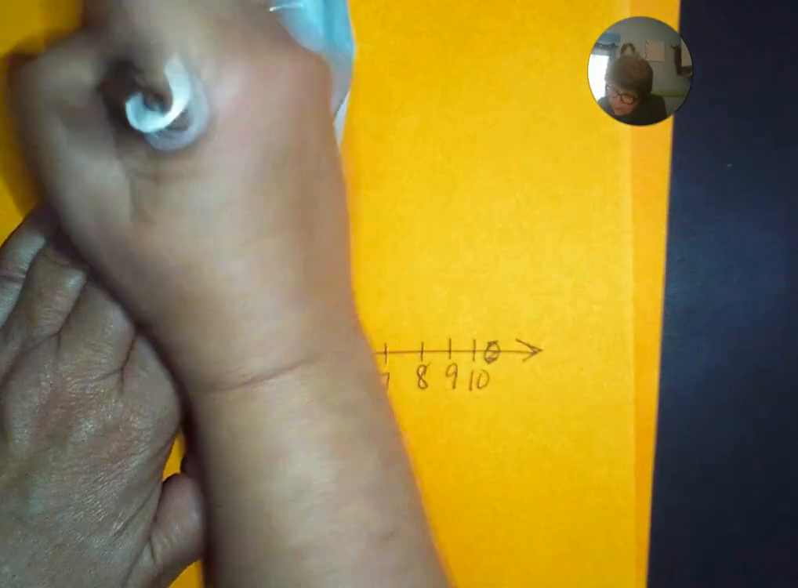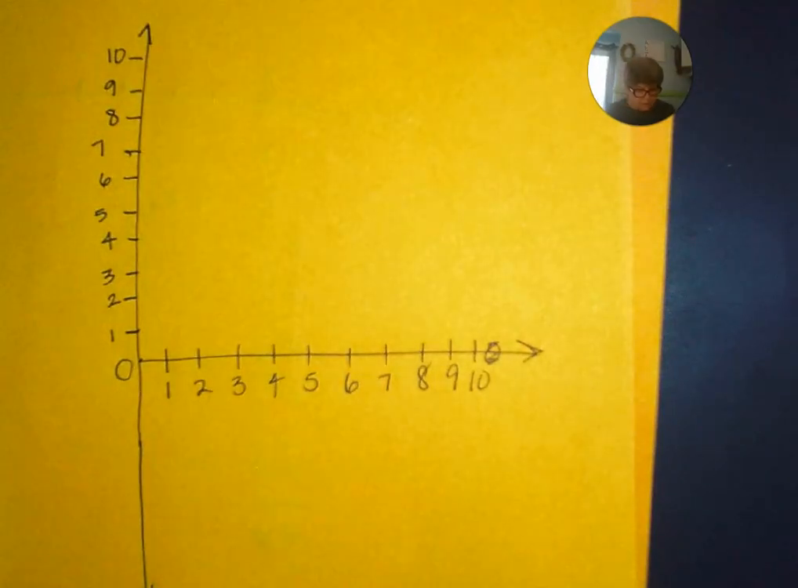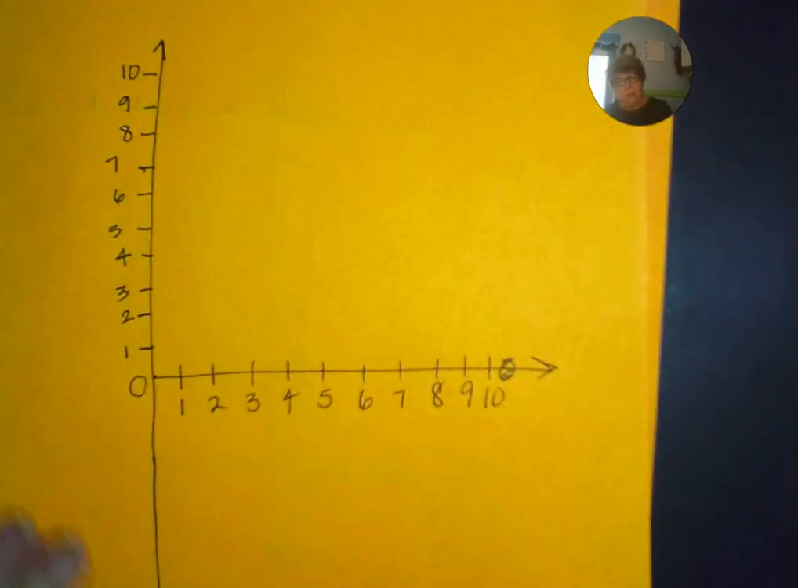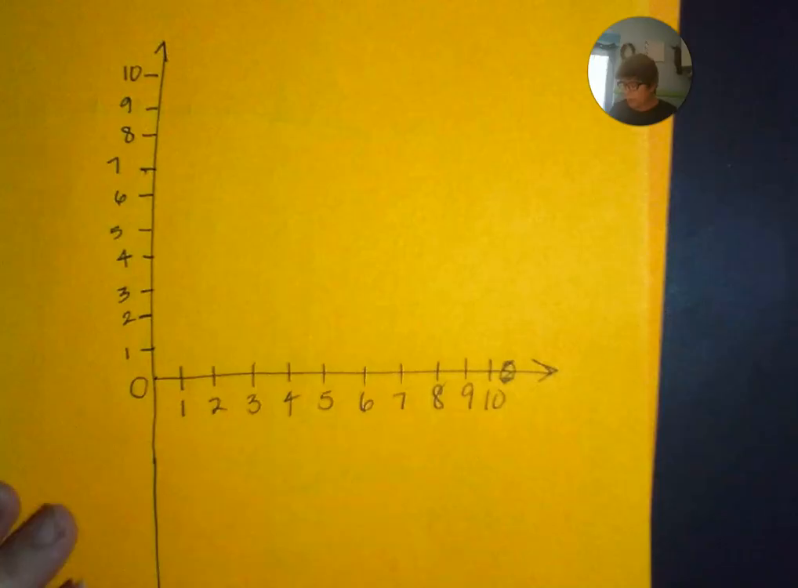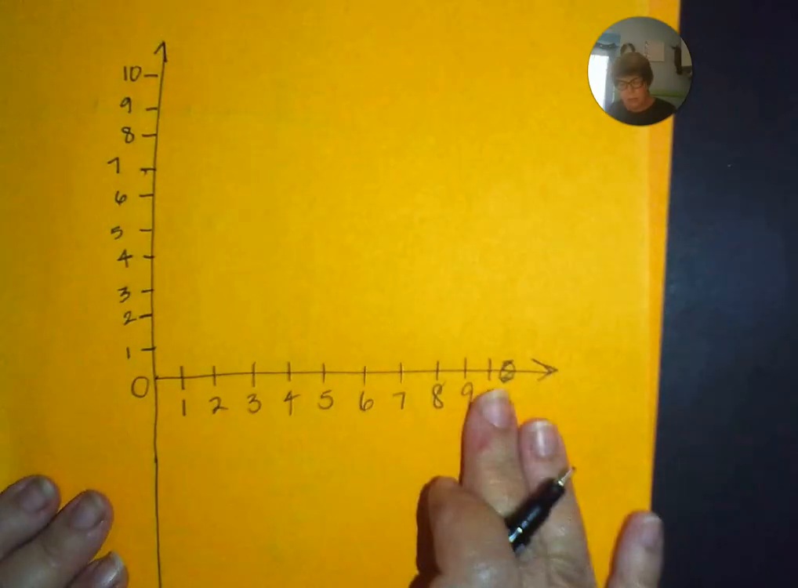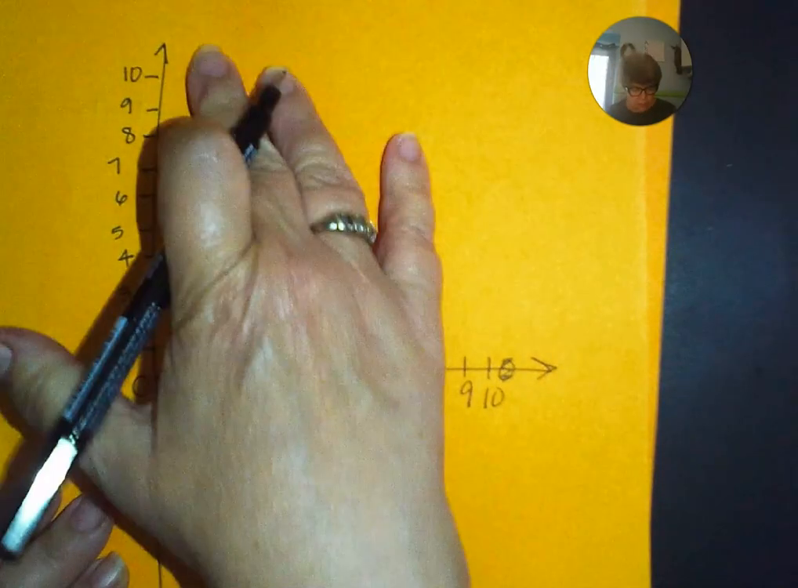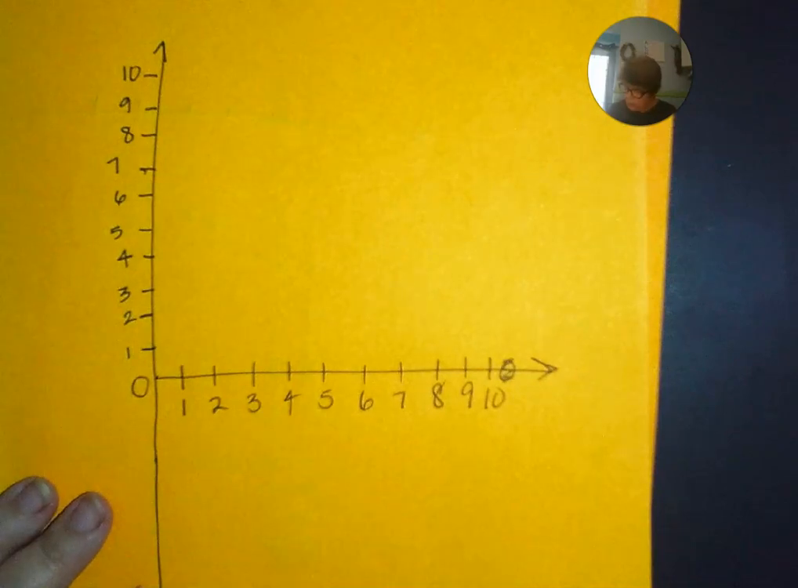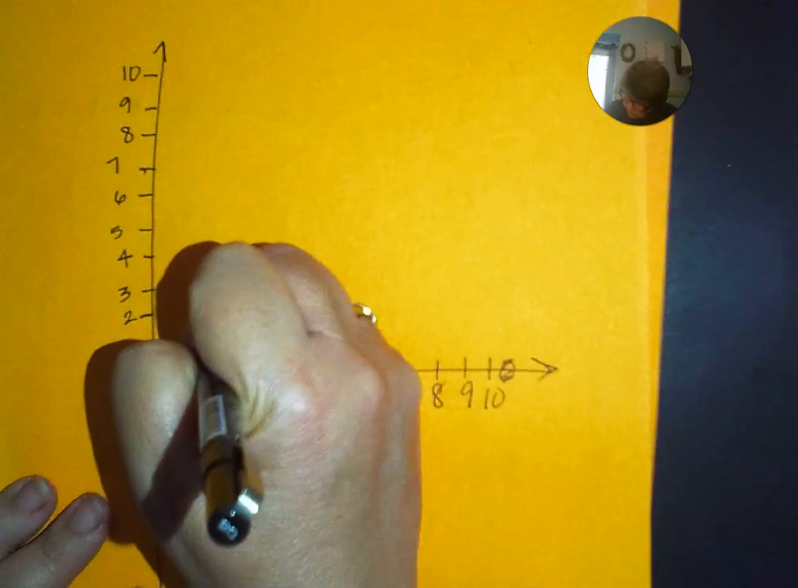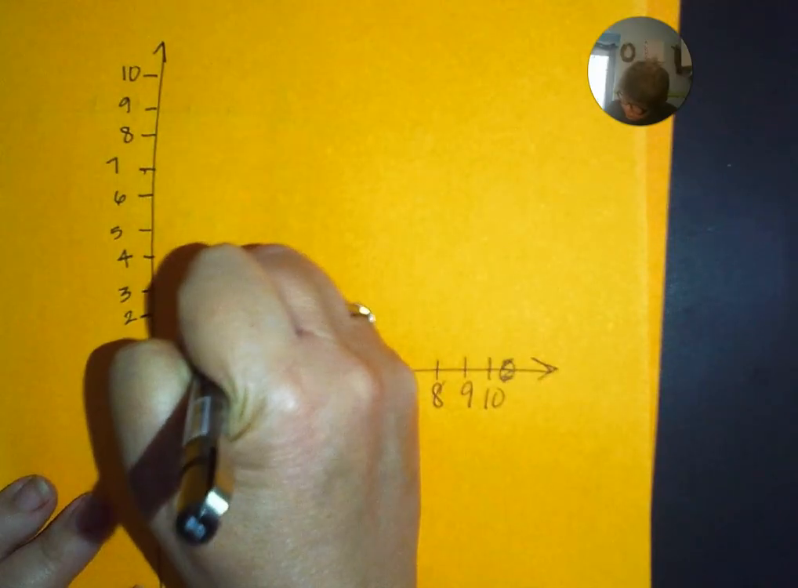9 and 10. Okay, so now I have a vertical number line and a horizontal number line, and together they are making a coordinate system. So I'll be able to tell my coordinates not only this way, but also this way. All right, so let's put our A back there, and our A is going to be here.